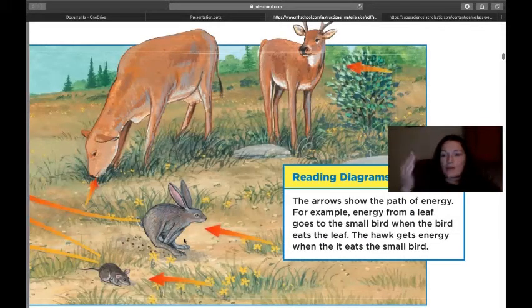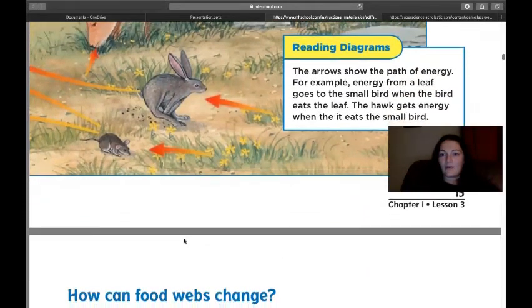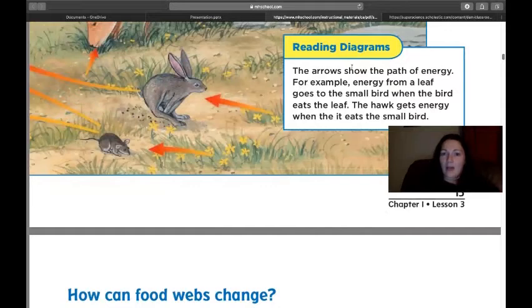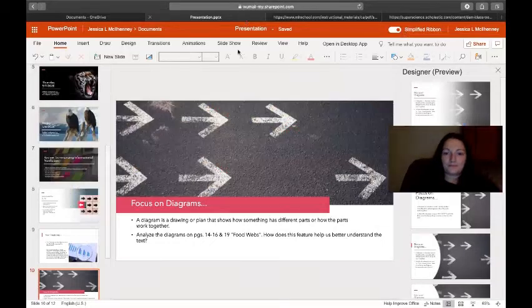So even if we didn't know that about the arrows right away, what does this tell us right here? The arrows show the path of energy. For example, energy from a leaf goes to the small bird when the bird eats the leaf. The hawk gets energy when it eats the small bird. Okay, so let's go back.